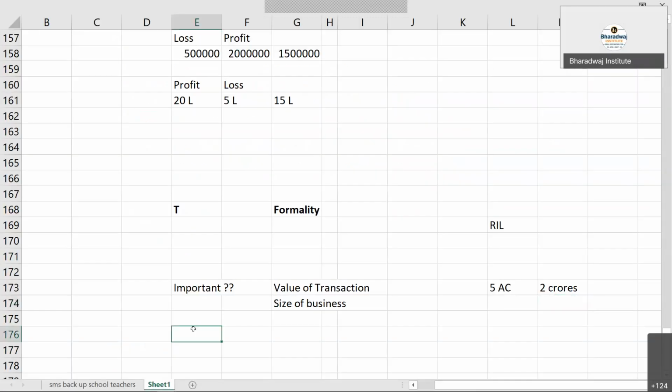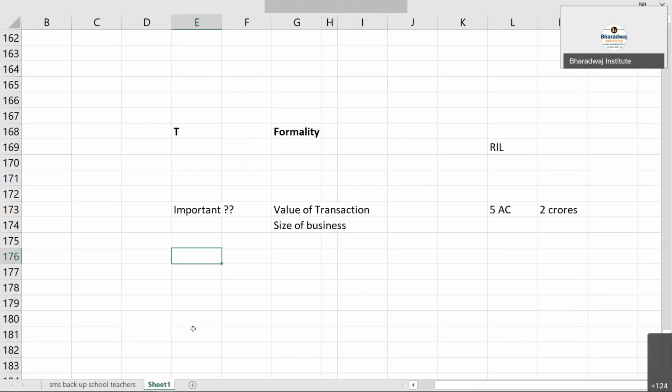Okay. How many of you are investing in the stock market? Trading in the stock market kind of a thing? I did, sir. You will be or you are doing?